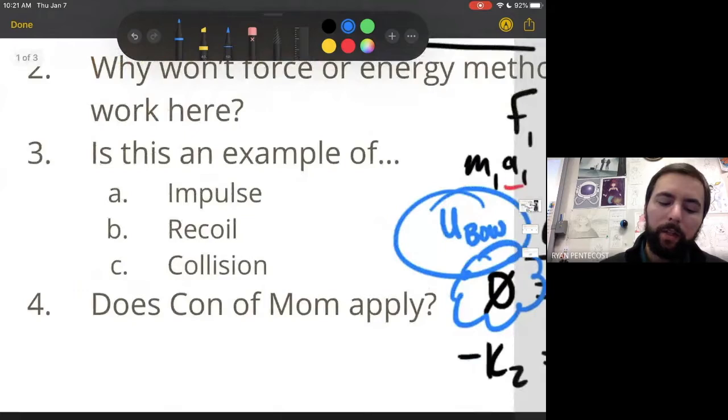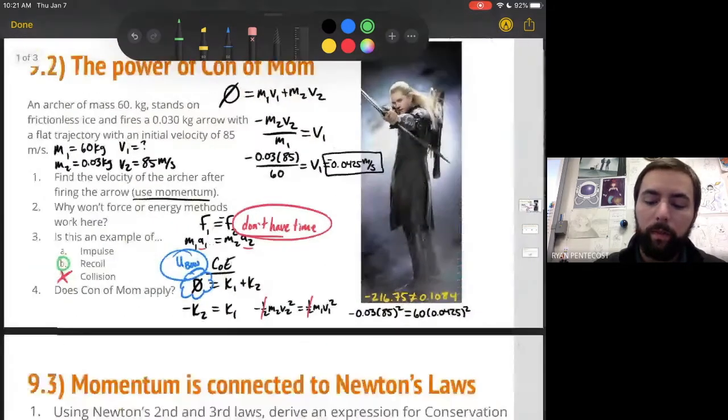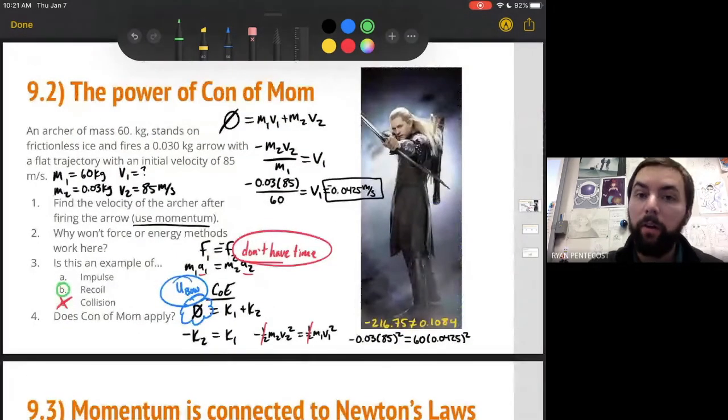Now, is this an example of impulse, recoil, or collision? We can quickly say this is not collision. You can also quickly say this is recoil because the teacher said so. I keep saying recoil over and over again. But why is this not impulse? Impulse is some sudden change in momentum. Well, this was very sudden. That arrow was accelerated very quickly.